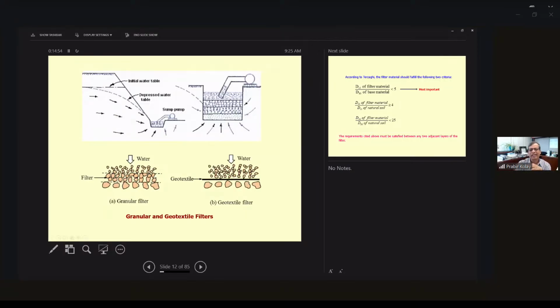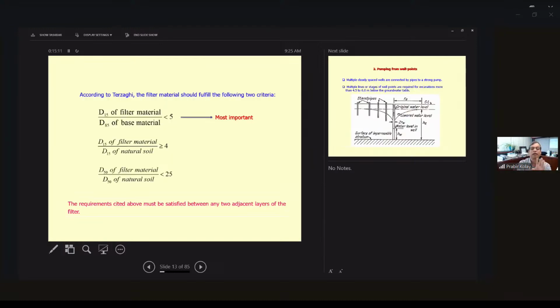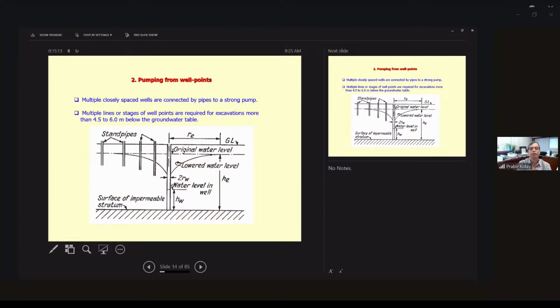As I mentioned, the filter design, we're not going to go into detail. Most of the time we use a granular type of filter. There are also geotextile filters, so you need to design that. Basically you put the granular filter in the well so that when you pump, you pump only water. I'm not going to discuss the filter design in detail over here.